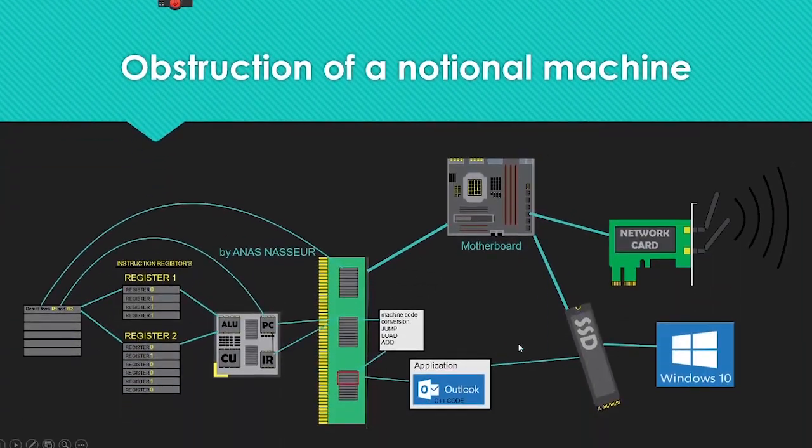Let's talk about that later. Abstraction of the notional machine. We can see we have the RAM, motherboard, SSD, and the network card. Also, we can abstract this as a system bus.